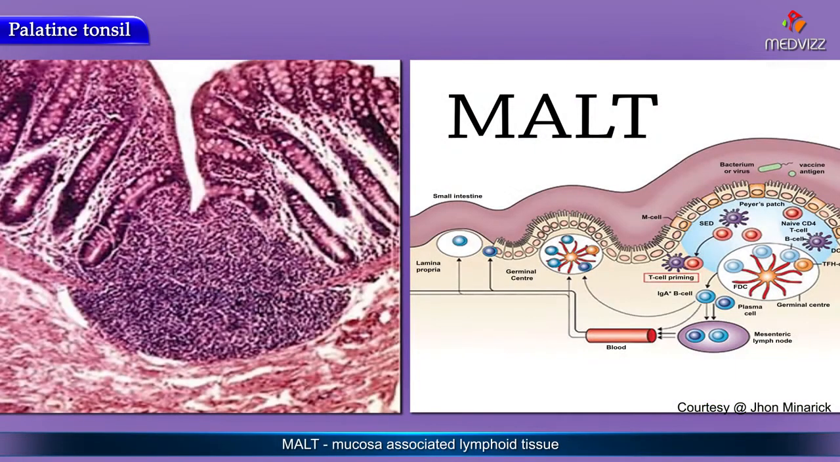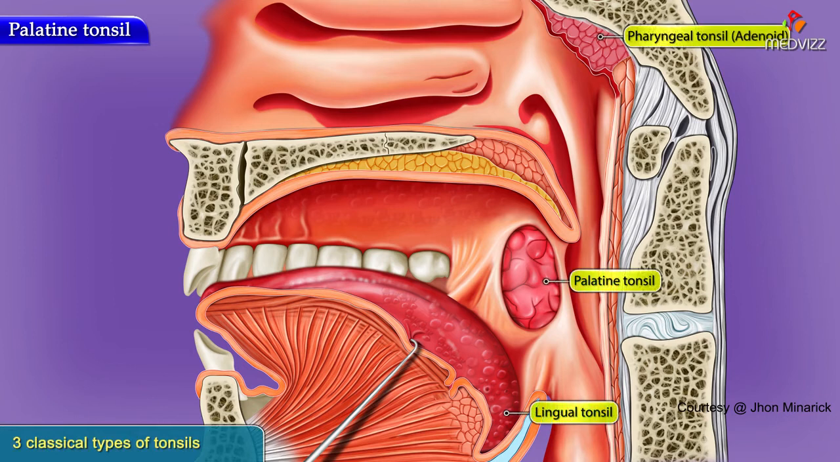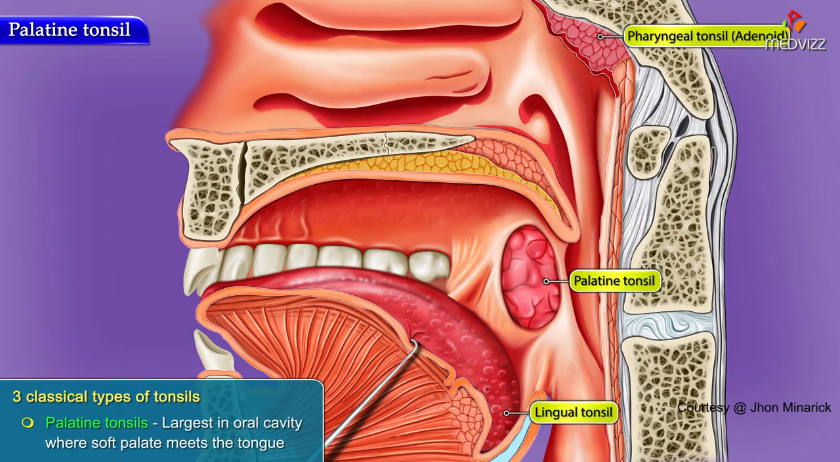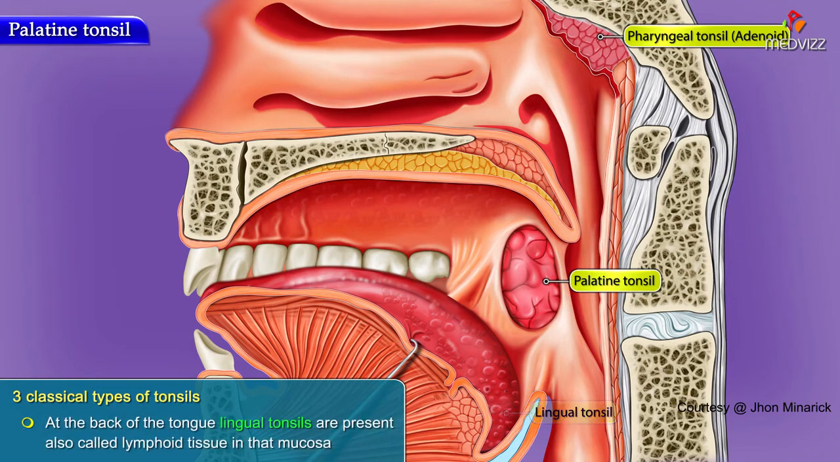In some areas, the MALT or mucosal lymphoid tissue is differentiated enough to form grossly recognizable organs or excrescences, and these are called tonsils. And you basically have three classical types of tonsils, the largest of which in the oral cavity are the palatine tonsils, where the soft palate meets the tongue. In the nasopharynx, you have pharyngeal tonsils, otherwise known as adenoids. And at the back of the tongue, you have lingual tonsils, which are also lymphoid tissue in that mucosa.